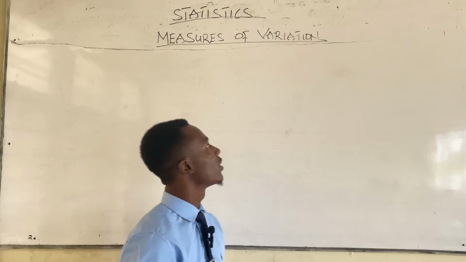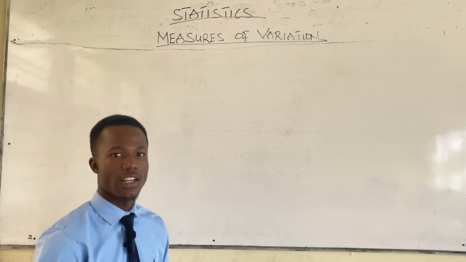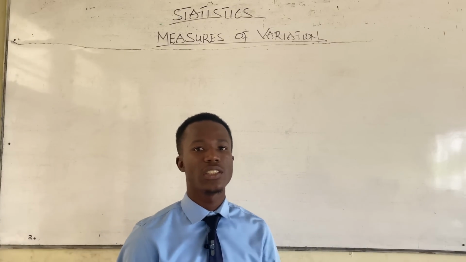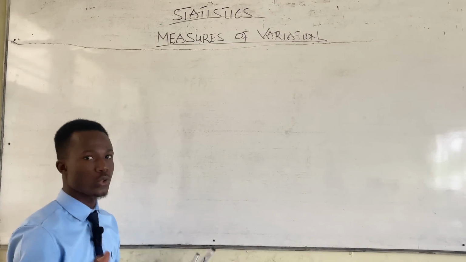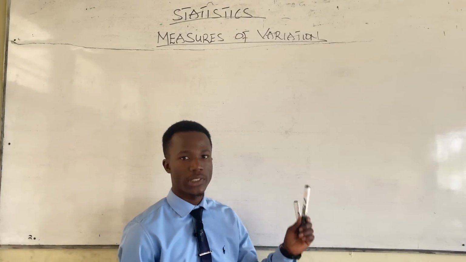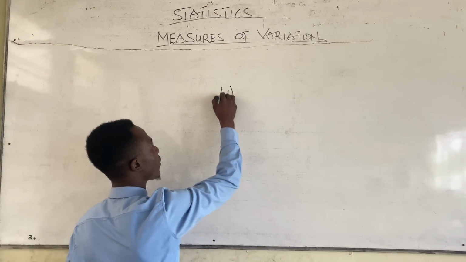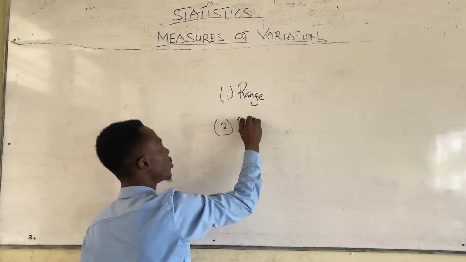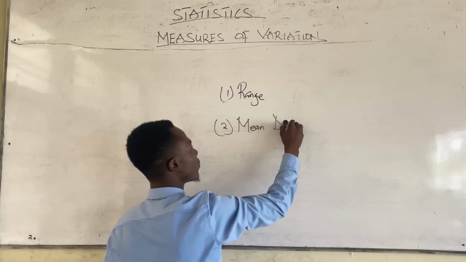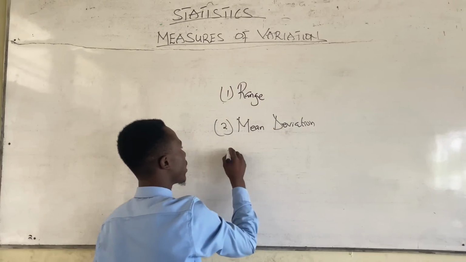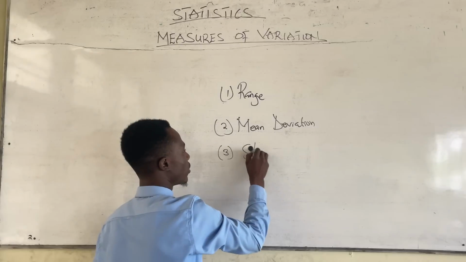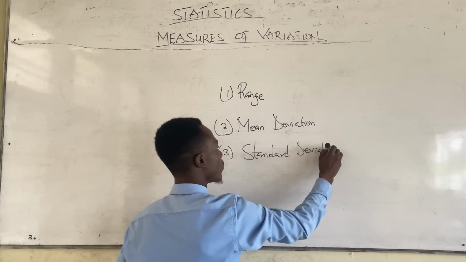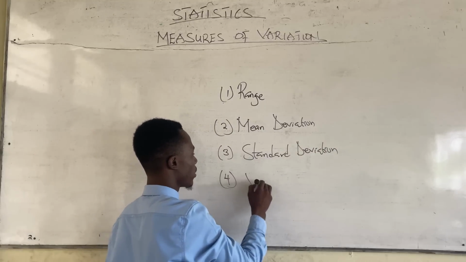Today we are going to look at measures of variation in statistics. With measures of variation, we are going to look at how far the mean is deviated from the central tendency. We have four things to talk about when we are dealing with measures of variation. The first one is range. The second one is mean deviation. The third is standard deviation. And the fourth one is variance.